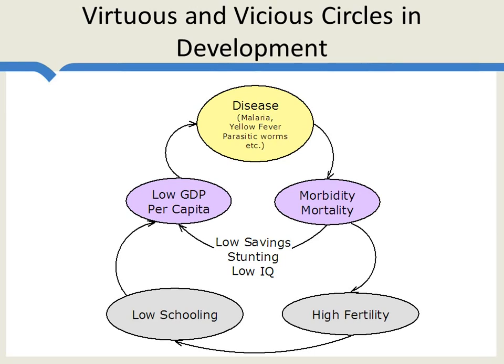So mortality leads to high fertility, which leads to low schooling, which again leads to low GDP per capita and means you don't have the investments to reduce disease. That's an example of a really vicious cycle.